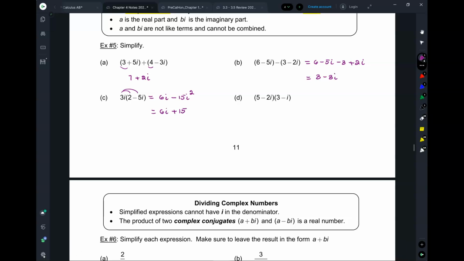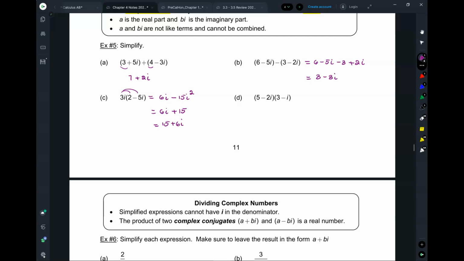Okay? And then you can write it as 15 plus 6i. So I won't take points off if you write the imaginary part first or the real part first, but just know that the book is always going to have the real part first. It's convention.